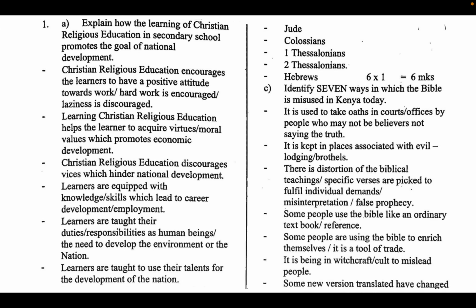Answers. Question 1a. Explain how the learning of Christian religious education in secondary school promotes the national goal of national development. Christian religious education encourages the learners to have a positive attitude towards work.